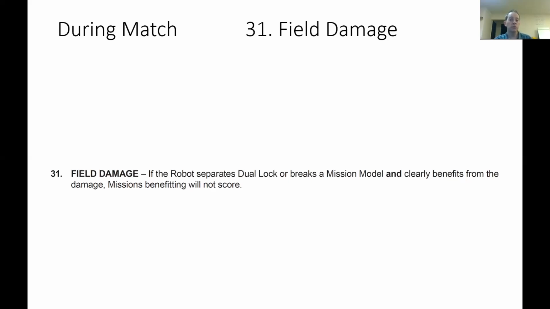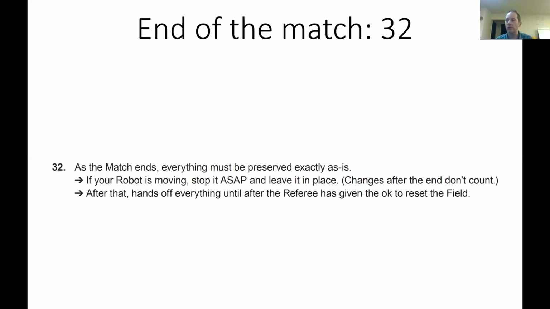I don't know if you'd lose a precision token for it bumping into something, knocking it over, separating the dual lock, and then successfully making it into home. That'd be up to a ref.